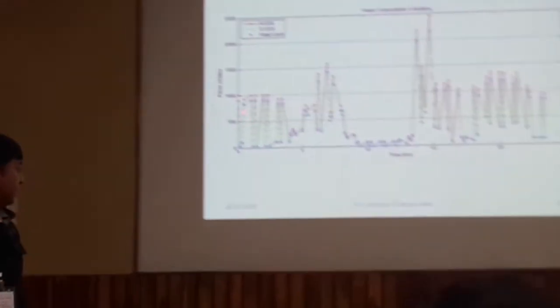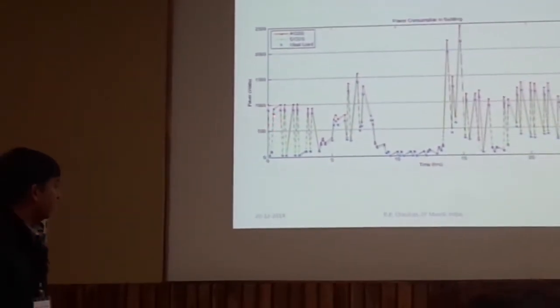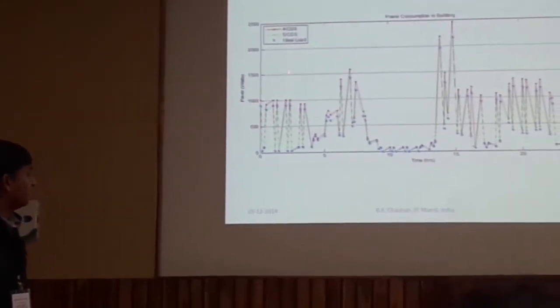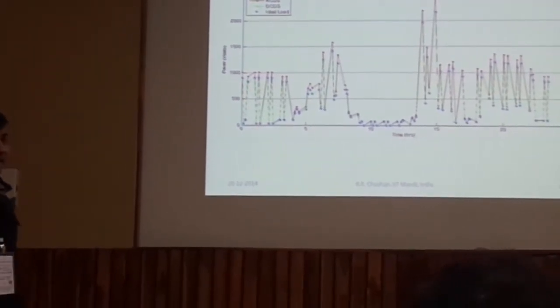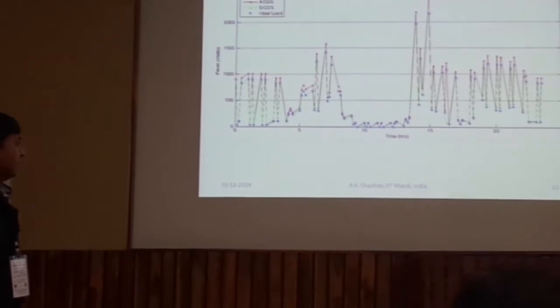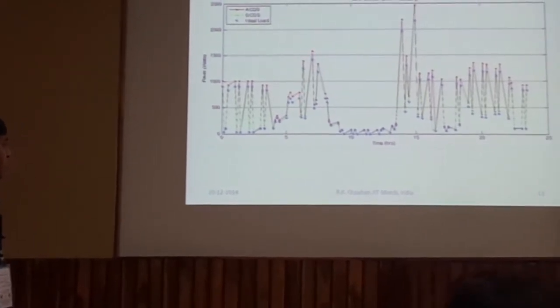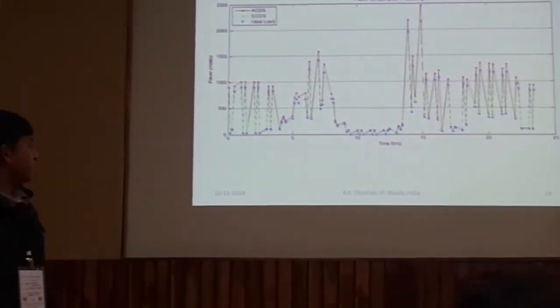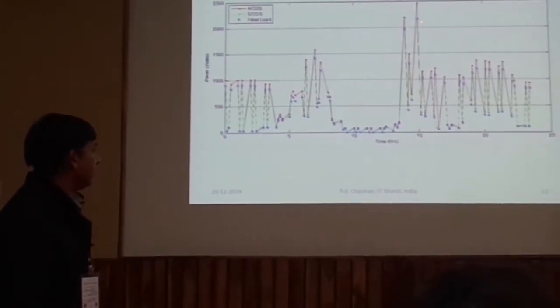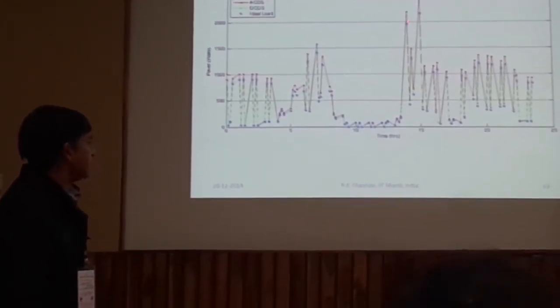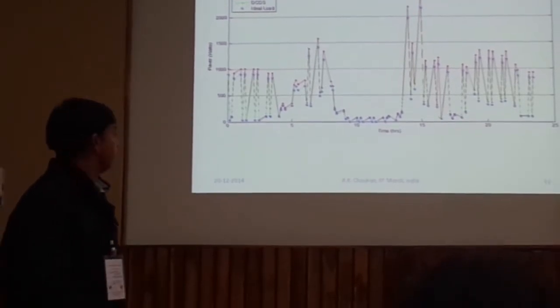Here we can see the green line represents the power consumption in the case of the DC distribution system, which is very close to the ideal load, and the impulse shows the power consumption in the AC distribution system, which always remains high and sometimes very high compared with the DC power consumption.